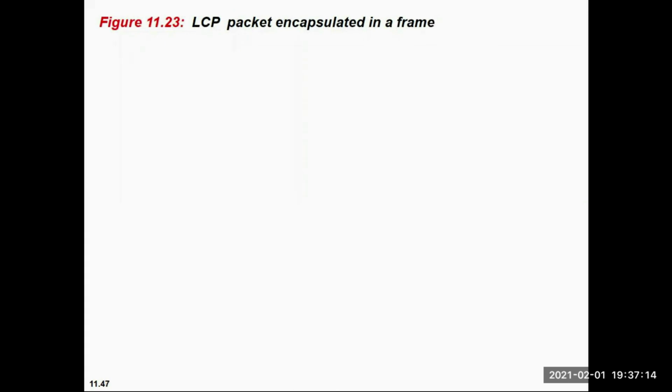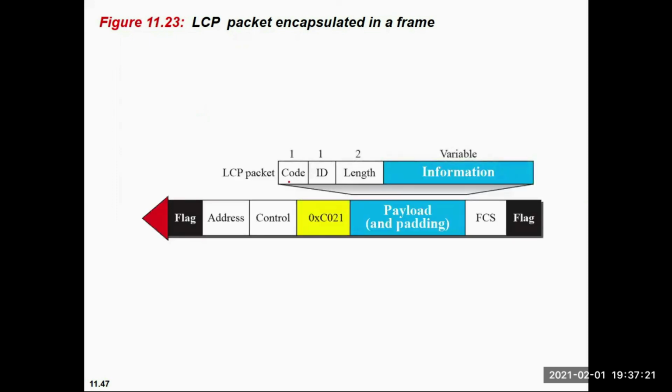So now we will discuss the Link Control Protocol. Basically, your frame will start from a flag, then address, then control, then protocol, then payload. After the payload, FCS and flag will be there. In LCP, that is Link Control Protocol, the first thing is code, then ID, then length. Then your information is there, which is of variable size.